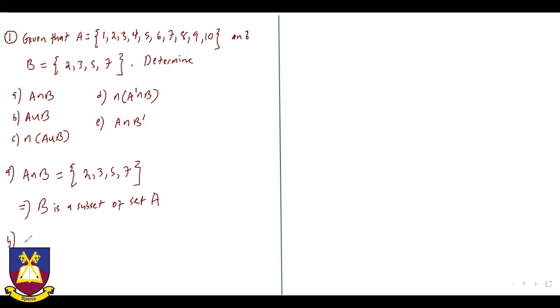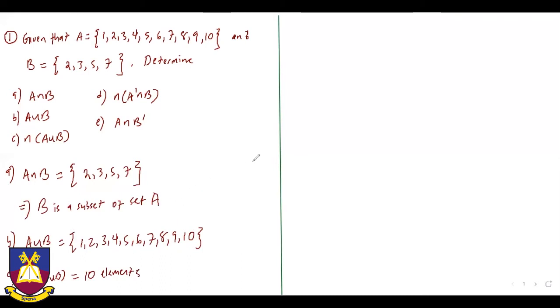Then A union B will be: list the elements of both A and B without repeating any. 1, 2, 3, 4, 5, 6, 7, 8, 9, 10. Then part C, number of A union B. We have already A union B. We just count: 1, 2, 3, 4, 5, 6, 7, 8, 9, 10. 10 elements.